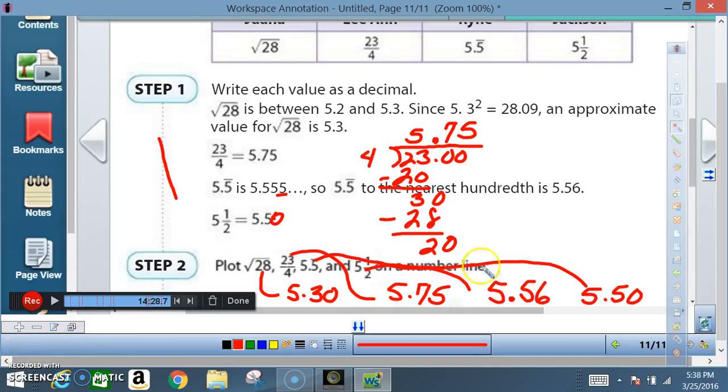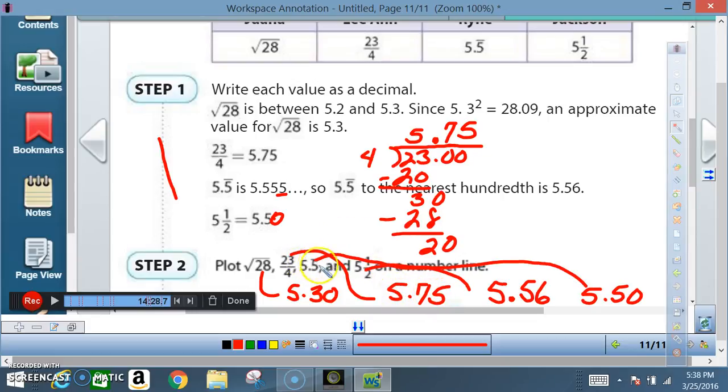Okay, now what I also did here to make it easier for you all to see is we wrote everything out to 2 decimal places. So here for the square root of 28, remember now we said it could be 5.4 or 5.3, but the book used 5.3, so that's what we're going to use. So it's going to be 5.30. 23 divided by 4, we said that was going to be 5.75, and we showed you how to do that. So that's 5.75.